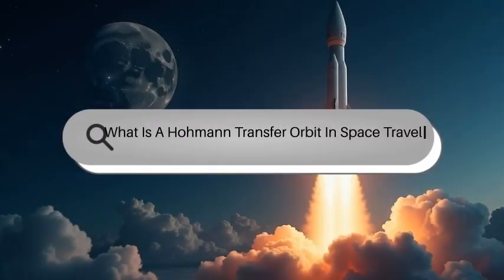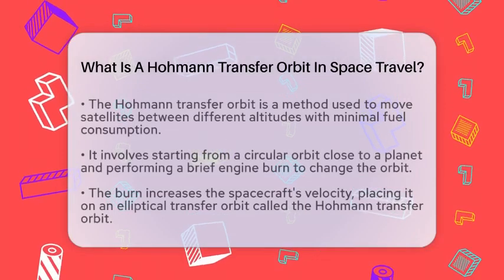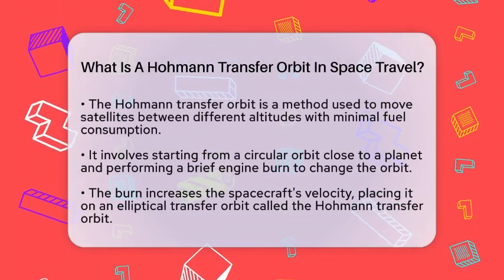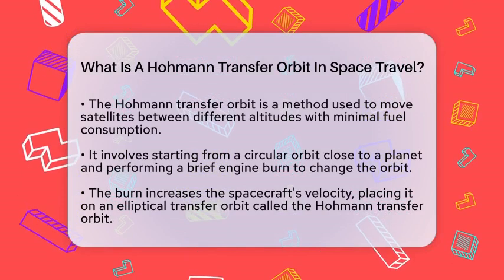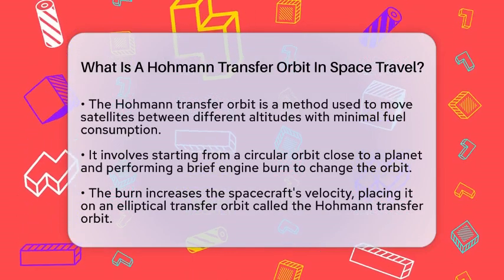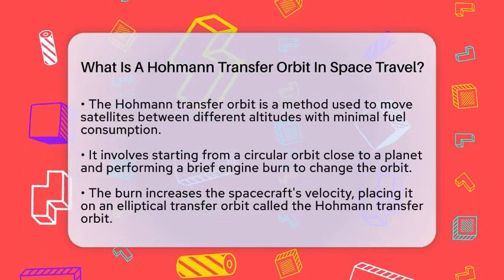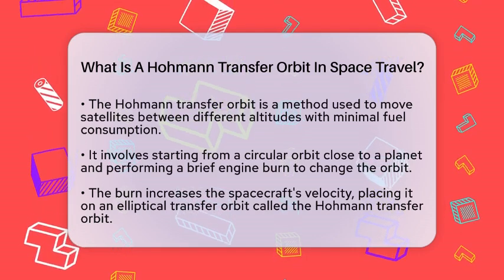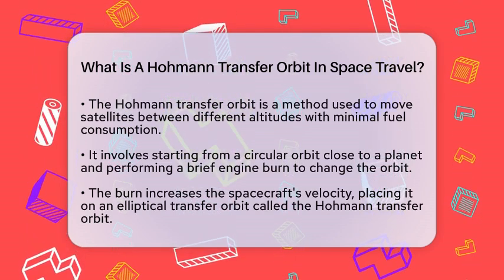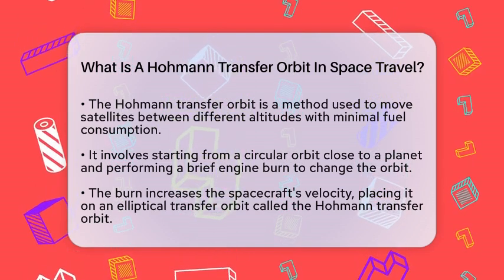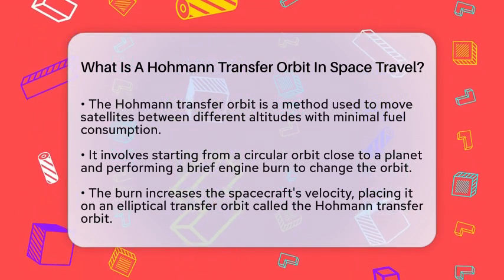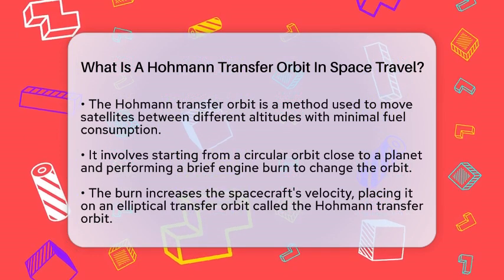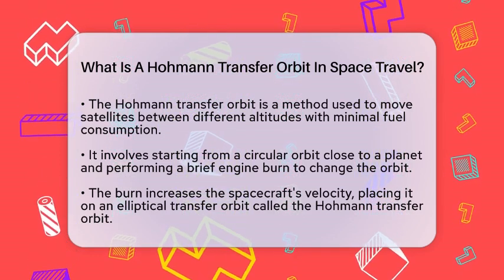What is a Hohmann transfer orbit in space travel? Imagine needing to move a satellite from one height above a planet to a higher one with minimal fuel. That's where the Hohmann transfer orbit comes into play. It is a simple, efficient way to change a satellite's orbit using the least amount of fuel. This maneuver is like taking the most direct route between two points in space, saving energy and resources.